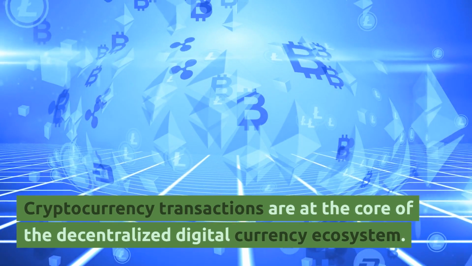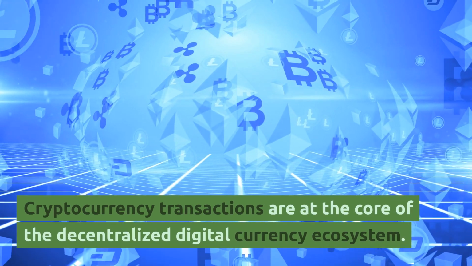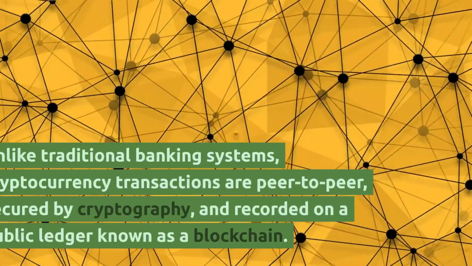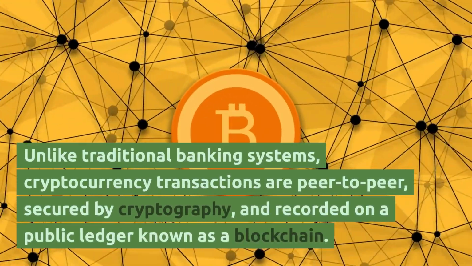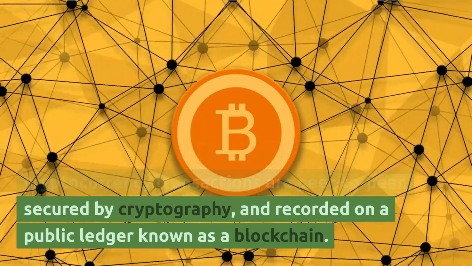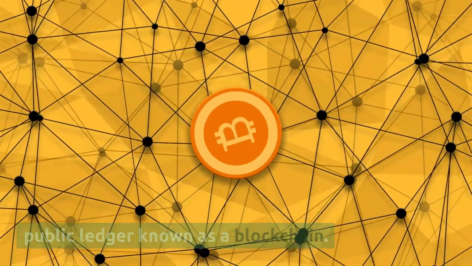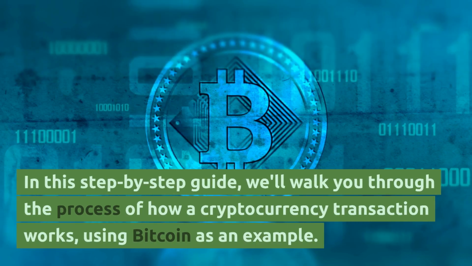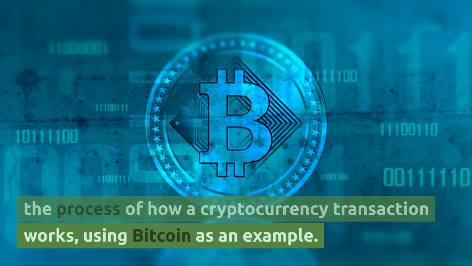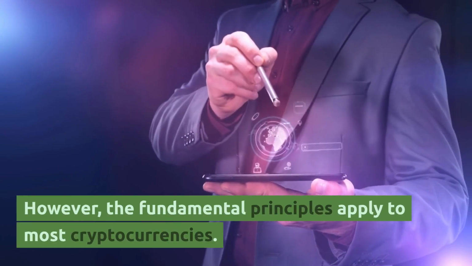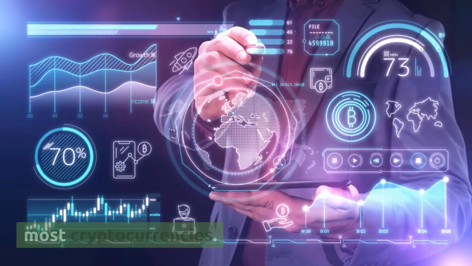Cryptocurrency transactions are at the core of the decentralized digital currency ecosystem. Unlike traditional banking systems, cryptocurrency transactions are peer-to-peer, secured by cryptography, and recorded on a public ledger known as a blockchain. In this step-by-step guide, we'll walk you through the process of how a cryptocurrency transaction works, using Bitcoin as an example. However, the fundamental principles apply to most cryptocurrencies.